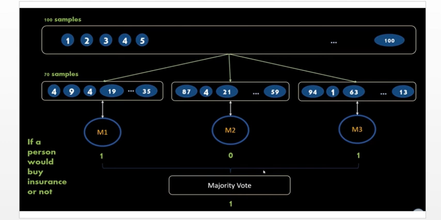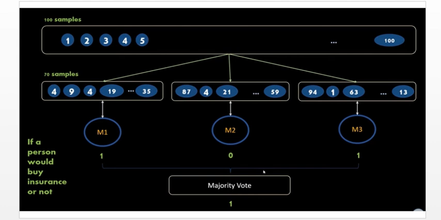Now, steps involved in bootstrapping are: we start with the original data set. In this example, assume that the data has 100 samples. We generate the bootstrap samples. We randomly sample n data points with a replacement from the original data set.